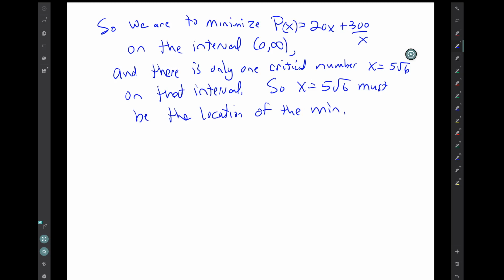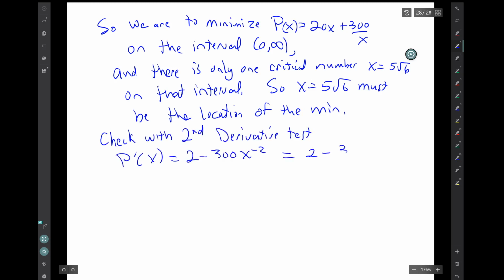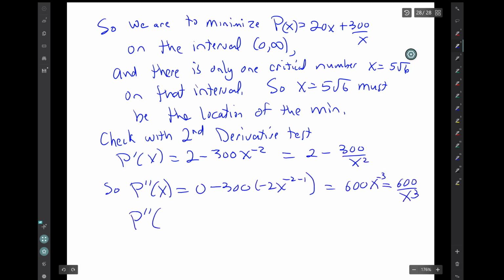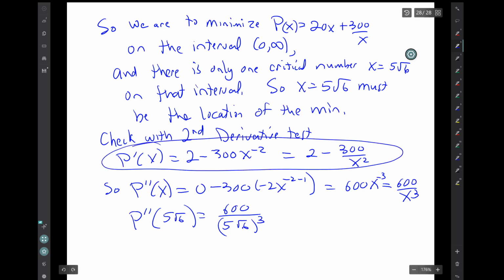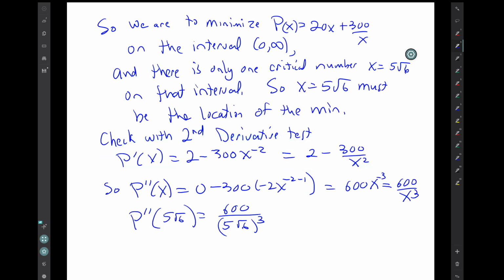But to be sure, we should find P double prime of x and see if it's positive or negative. So we have to find the second derivative. We've got this first derivative, with both the power function form and the positive exponent form. The power function form is the one that's most convenient for finding the second derivative. So we found the second derivative, and P double prime is 600 over x cubed.